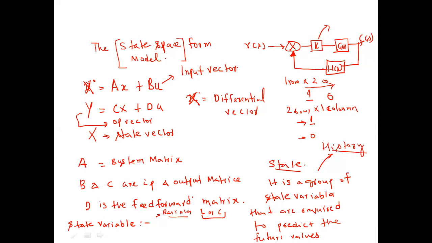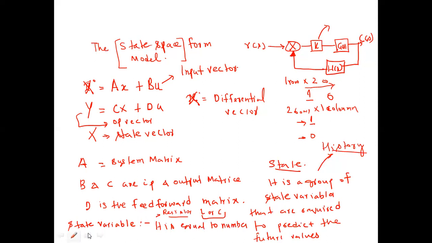But in the case of the state variable, it depends on the energy storage. So we can safely say that the number of state variables required in a system is equal to the number of energy storage elements present in the system.